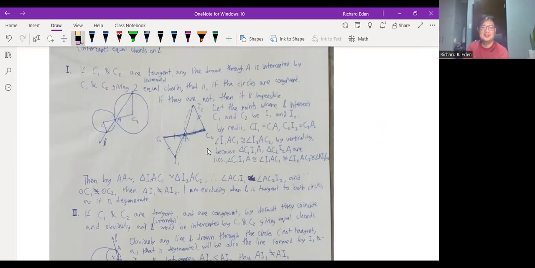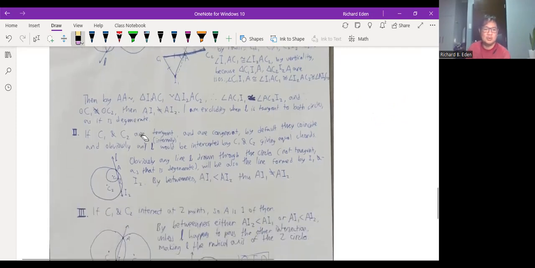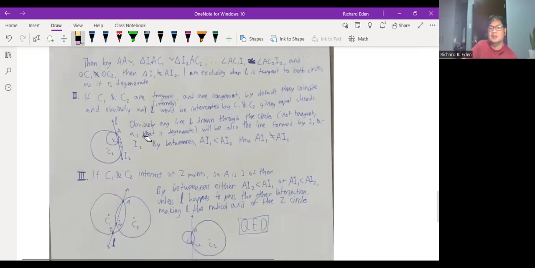So they're also going to be congruent. Then you consider the case where they're still tangent, but the tangency is internal, but in that case, it's impossible because one of the chords will always be shorter than the other.